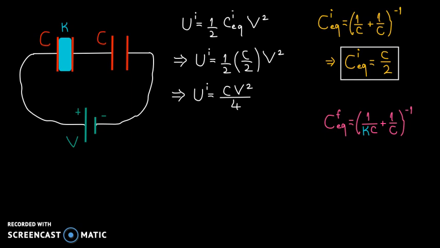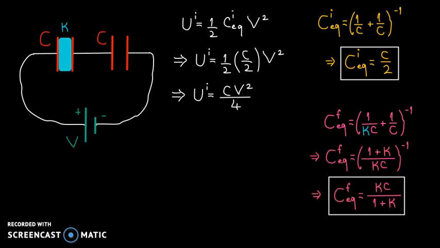Now I'm going to add these two fractions, and for that we need to bring them to a common denominator. So I'm going to multiply and divide the second fraction by K. So 1/C will become K divided by K times C. And then add the two fractions. And here's what we get when we complete the calculation. Final equivalent capacitance is equal to KC divided by 1 plus K.